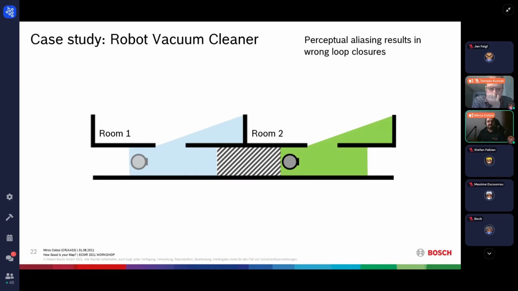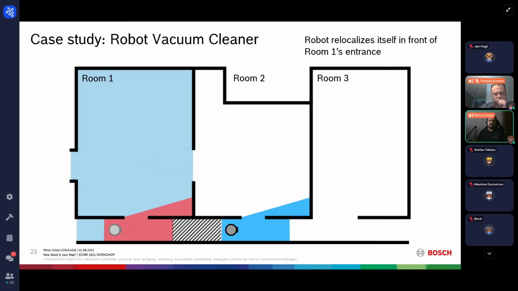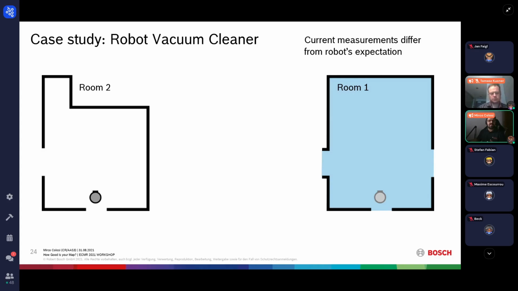So what happens in this case? Unfortunately, the entrance of room 2 is very similar to the entrance of room 1, producing some kind of false loop closure measurement due to some perceptual aliasing that brings inconsistency to the map. So now the robot believes to be in front of room 1, and the navigation algorithm decides to re-enter the room.